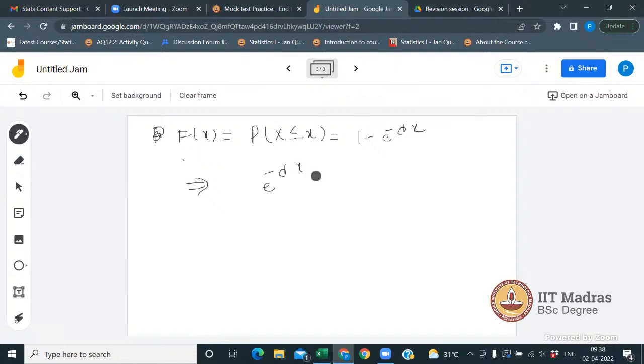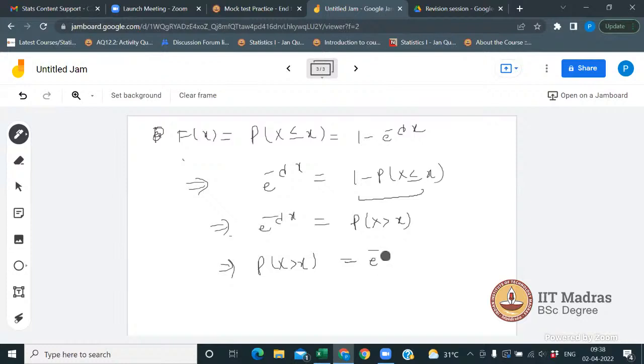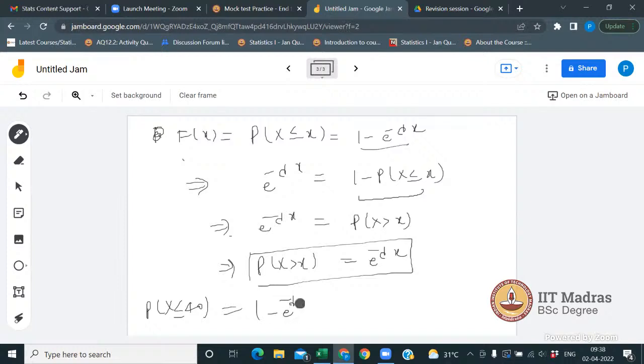e raised power minus lambda x equal to 1 minus probability x less or equal to x. So can I write that e raised power minus lambda x is the probability of x greater than x? Initially it was probability x less than 40. Then I have applied this one, 1 minus e raised power minus lambda times 40, and probability x greater than 40 equal to e raised power minus lambda times 40.